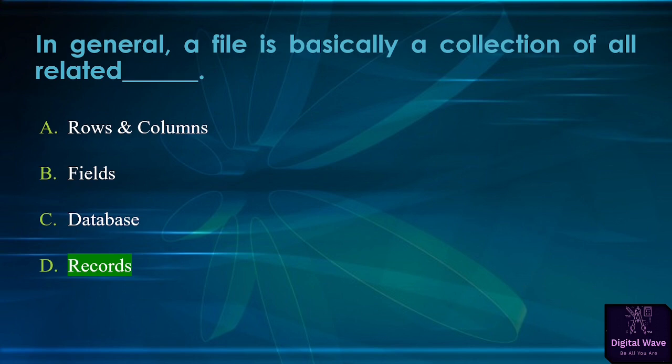Whenever we have some related data, information or record, we collect all those related data and put them together, store them in one place and give that collection a name, that is known as file.